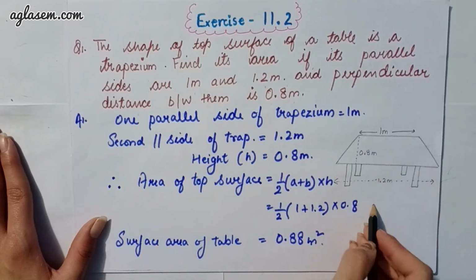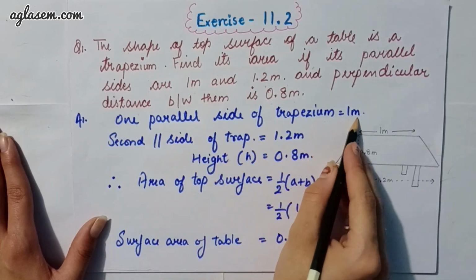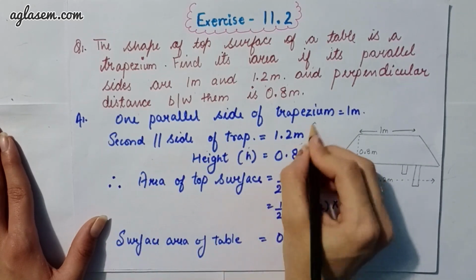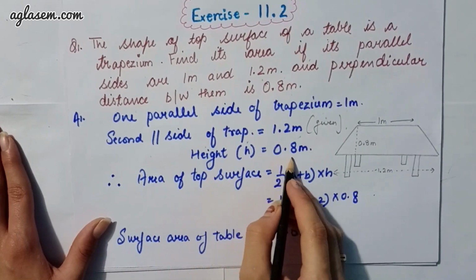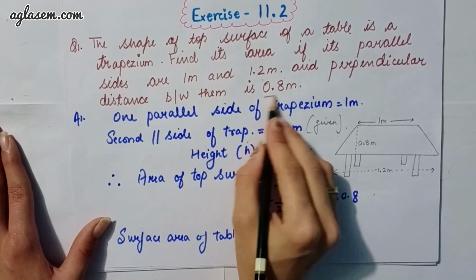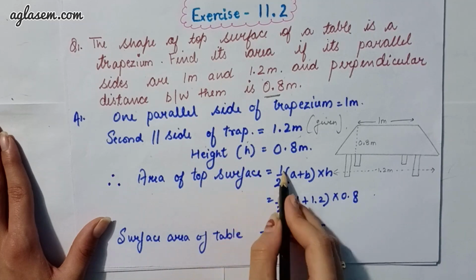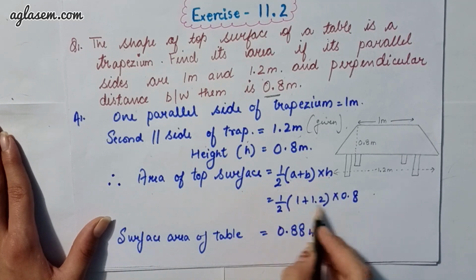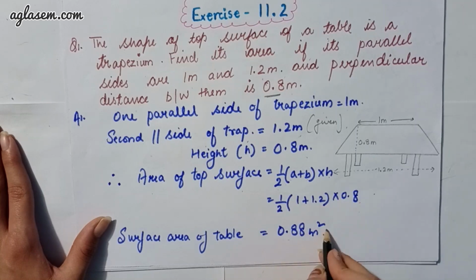In this figure we have shown, right? So the answer is, one parallel side of the trapezium is 1 meter, that is given to us, and the second parallel side of the trapezium is 1.2 meter. It is also given. The height is also given to us, that is 0.8 meter, right? So the area of the top surface we can find easily by applying the formula, that is 1 by 2 bracket a plus b into h. So applying a plus b, that is 1 plus 1.2 into 0.8, which is the height. So our answer will be 0.88 meter square.